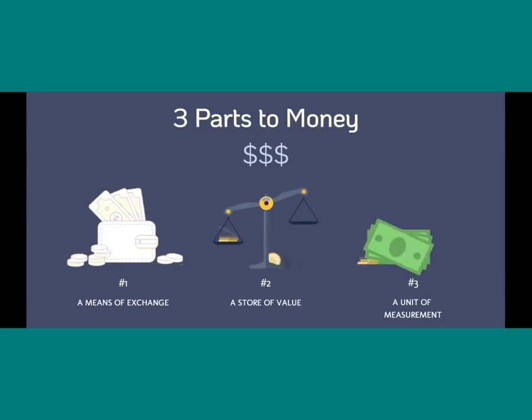So I want to give a three-part definition of money, and money is all three of these things at the same time. The first being a means of exchange, the second a store of value, and the third a unit of measurement. Now most economists might say a unit of accounting. So if you work as an accountant, you know that your job is to keep track of the money that flows within a company. For the purposes of this video, I want to use the definition a unit of measurement.